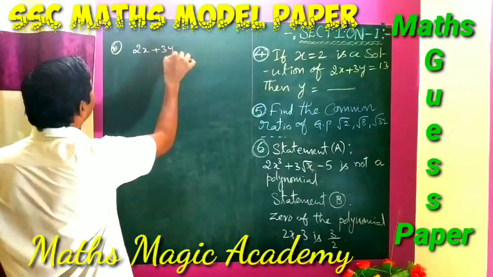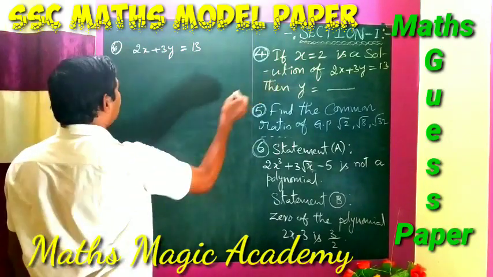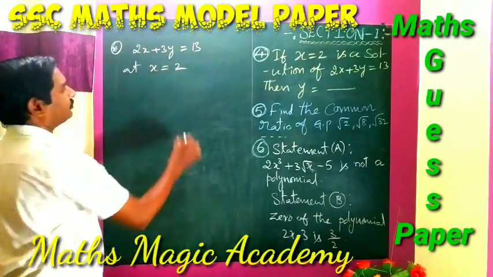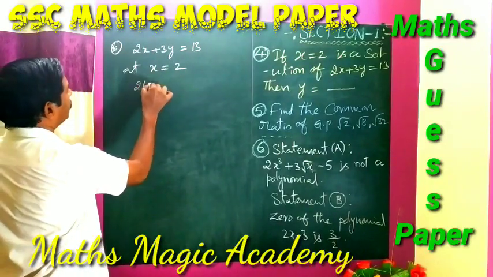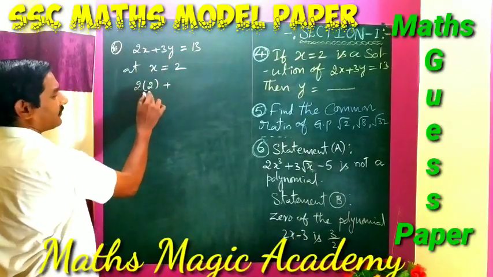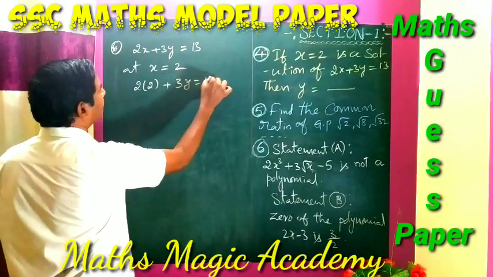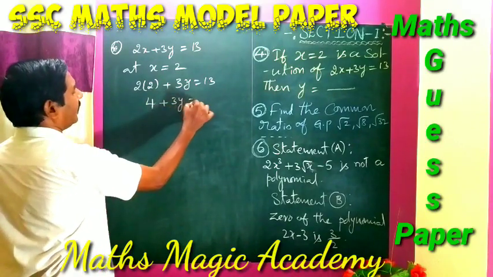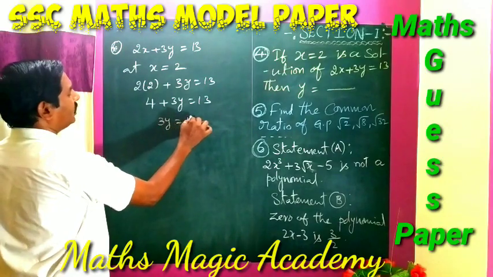2x plus 3y equals 13, where the x value is, at x equals 2. That means you have to substitute 2 in that equation, 2 into 2. So in the place of x I am substituting 2, plus 3 into y equals 13. 2 2s are 4, plus 3 into y equals 13. So 3y equals 13.